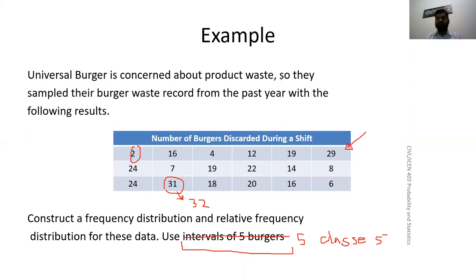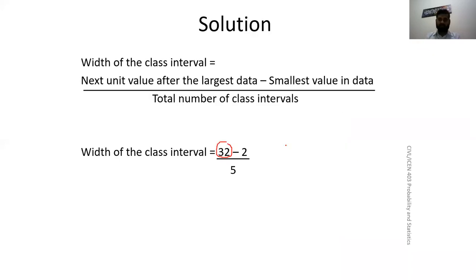In the previous example, they were 2.0, 3.1, 4.5. Okay, if your values are given as, let's say, 5.12 up to 2 decimal places, then the next unit will be 5.13. We have to increase only the last decimal from 2 to 3. That's the next unit. Always remember. Okay, so here I got 32 minus 2 divided by 5. So this is my class interval of 6.